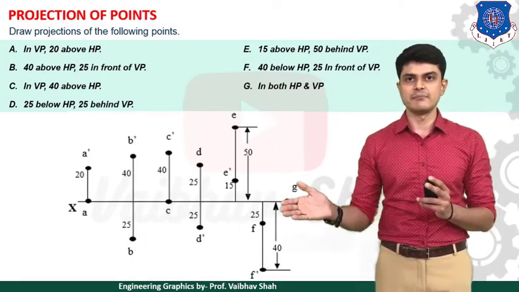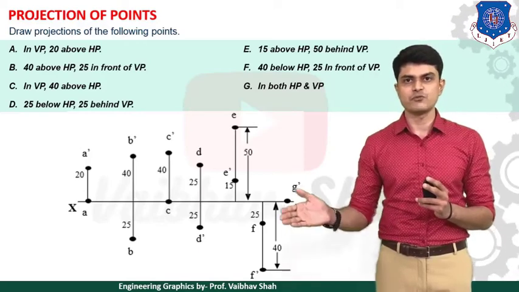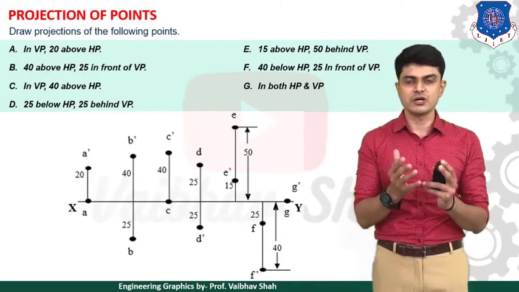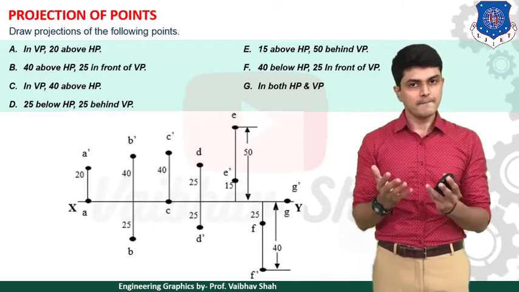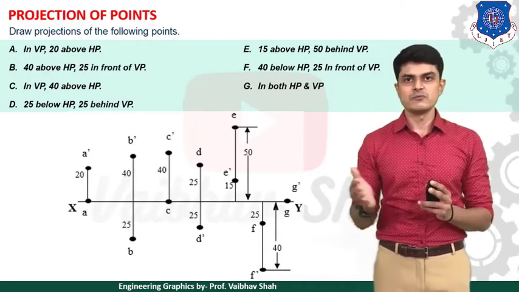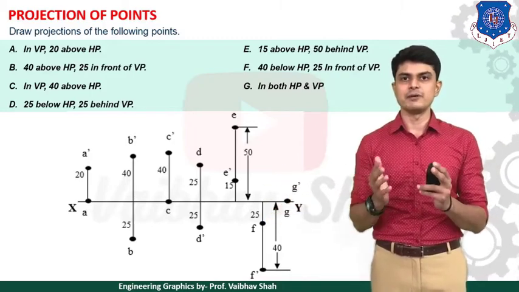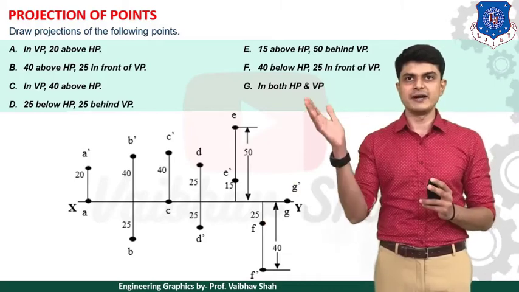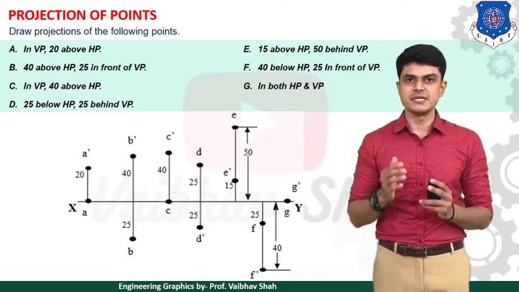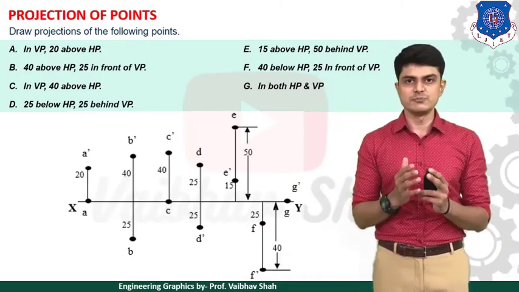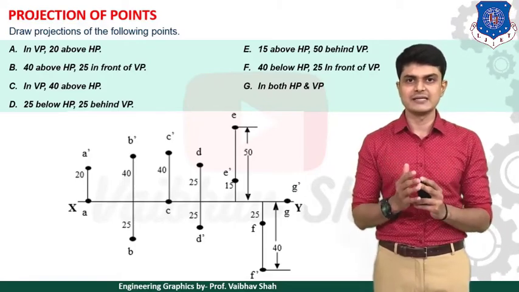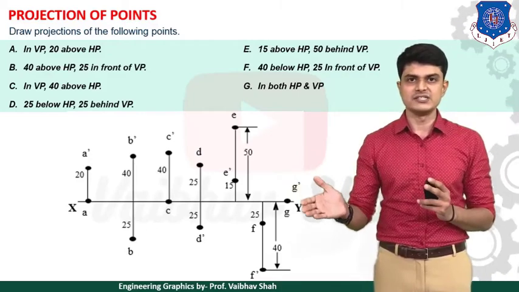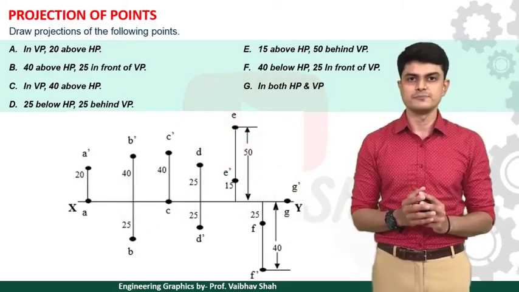Now let us move to example F: 40 mm below HP and 25 mm in front of VP. As you can see, 40 mm below HP, you will have your point F dash 40 mm below the XY line, and another point which is 25 mm in front of VP. In front means below the XY line itself. So we will have point F, which is 25 mm below the XY line. And let us see the final example, G, where point G is in both HP and VP. So G and G dash would lie on the same spot on the XY line.